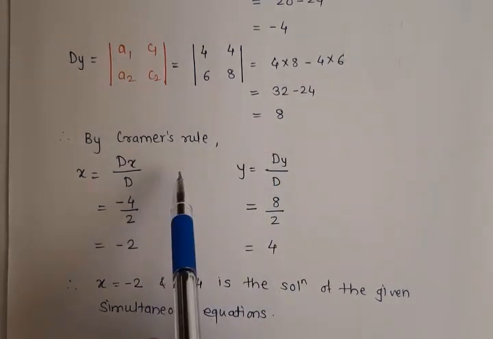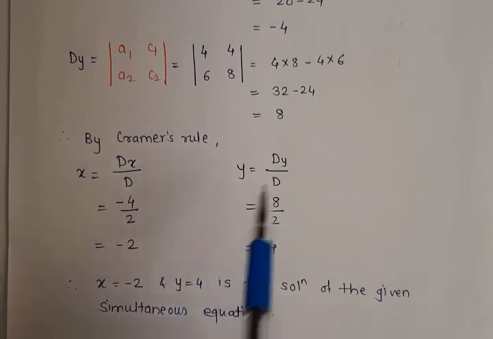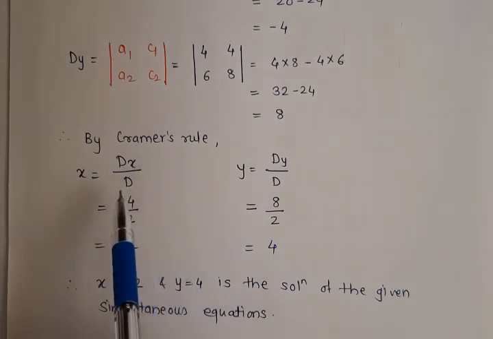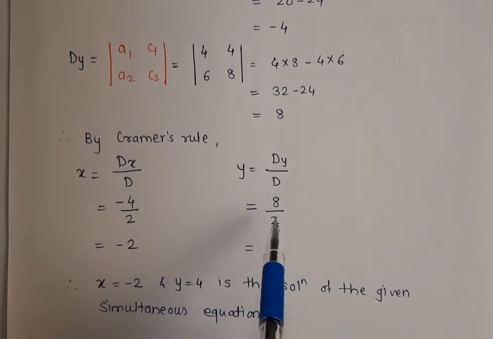Now by using Cramer's rule, as I already told, x equals dx upon d and y equals dy upon d. We got the values of dx, d, dy. After substituting the values, we get minus 4 upon 2 equals minus 2, and y equals dy upon d equals 8 upon 2 equals 4. In this way, by using Cramer's rule, we get the values of x and y, which are the solution of the given simultaneous equations. So x equals minus 2 and y equals 4.